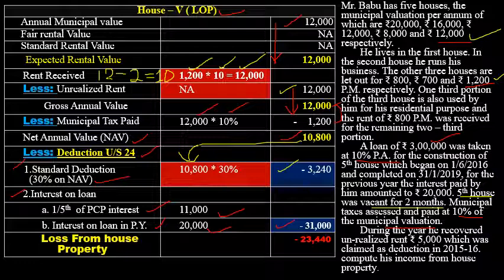So from net annual value there are two deductions. One is this standard deduction and the second one is interest on loan. So after deducting both standard deduction and interest on loan from the net annual value, there is a loss of 23,440. So in case of fifth house, SSC is going to get a loss, and that loss is 23,440. In another slide, I am going to explain the calculation related to interest on loan.